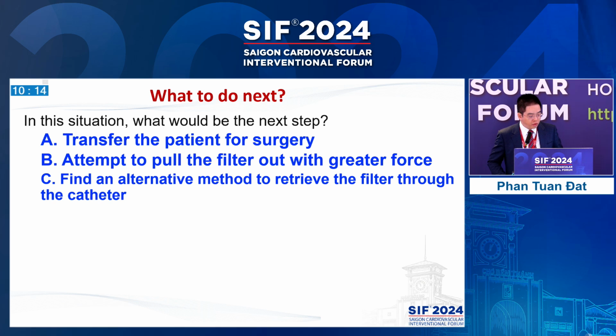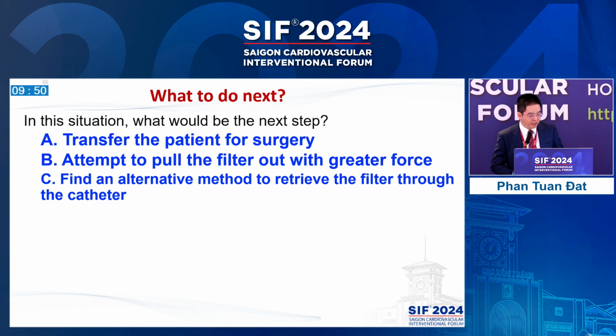So in this situation, what would you do as the next step? The first option, you transfer the patient for surgery; or you attempt to pull the filter out with greater force; or you find an alternative method to retrieve the filter through the catheters. I just want to ask you, who is going to choose answer A? Nobody, right? Answer B, you want greater force?